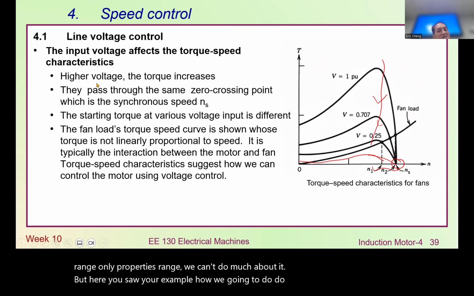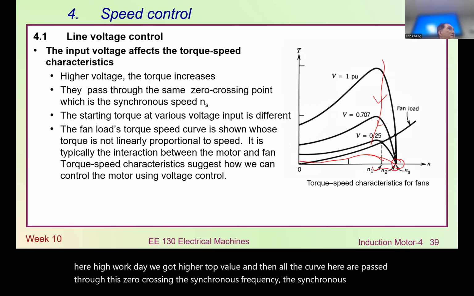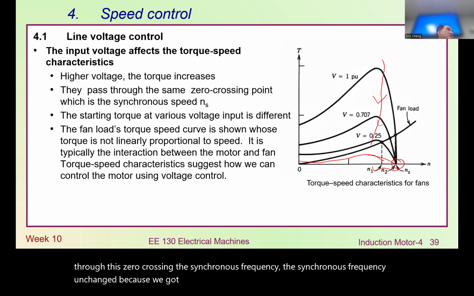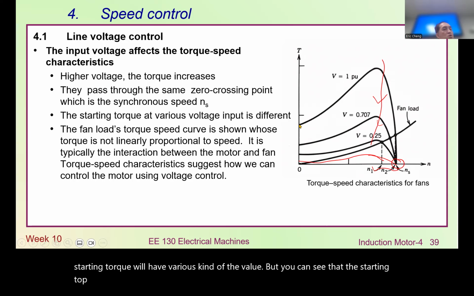So of course we can see here at high voltage, we get a higher torque value, and all the curves here pass through this zero crossing, the synchronous frequency. The synchronous frequency is unchanged because we have a fixed synchronous frequency at 60 hertz. And then the starting torque will have various values. But you can see that the starting torque is also proportional to V squared. So when we have low voltage, the starting torque will be quite low.